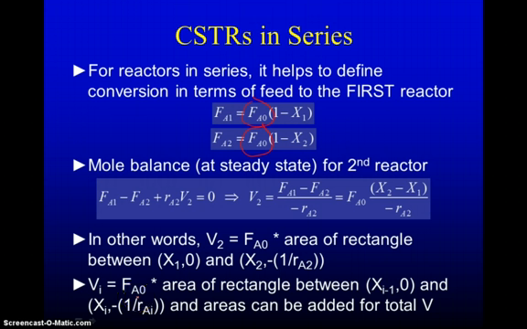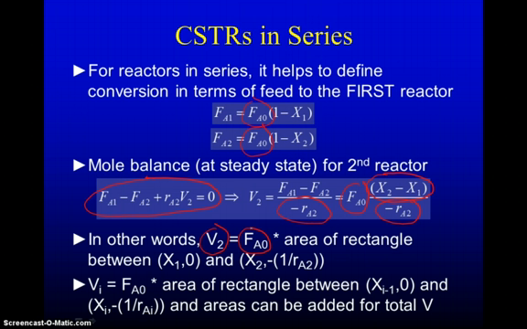The mole balance at steady state for the second reactor then looks like this. This is just based on the mole balance for any reactor. And it tells us that the volume for the second reactor is FA1 minus FA2 over the rate of reaction in the second reactor. And that's equal to FA naught times the difference in conversion between the second reactor and the first reactor over the rate of consumption of A in the second reactor. Another way to express this in terms of a Levenspiel plot is that the volume of the second reactor is the flow rate entering the first reactor times the area of a rectangle between x1 and 0 and x2 and the rate of reaction leaving the second reactor.